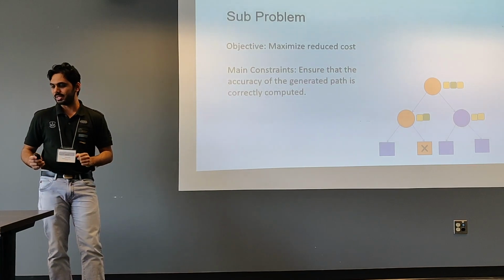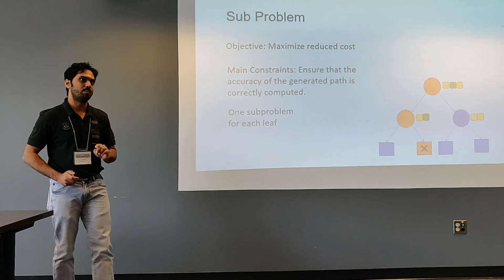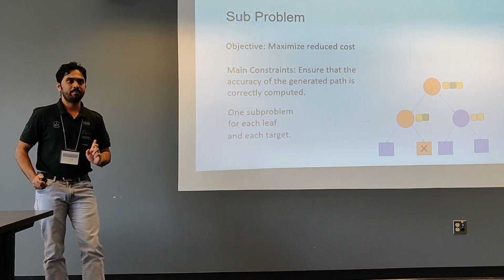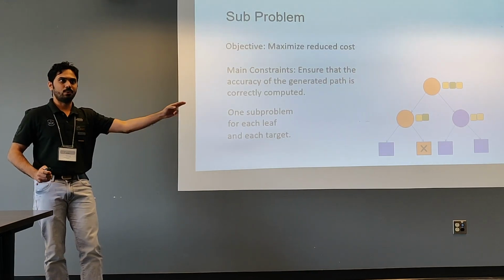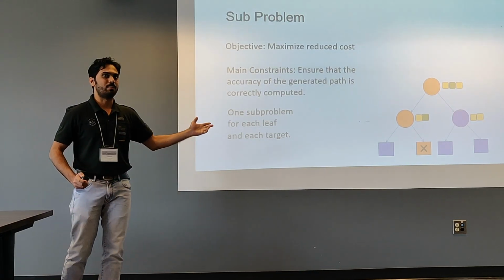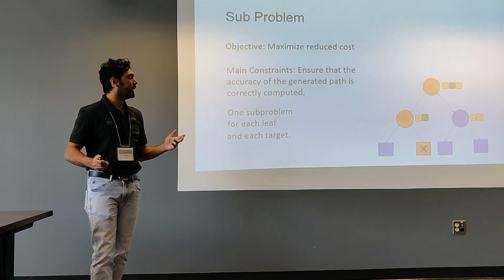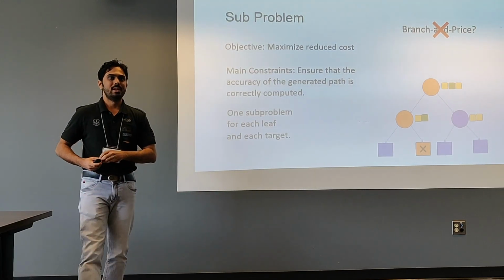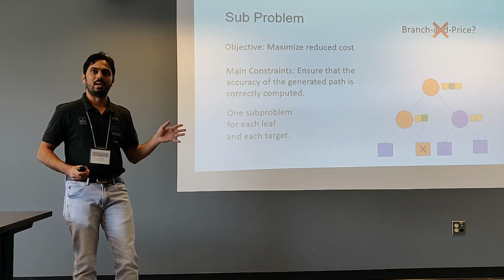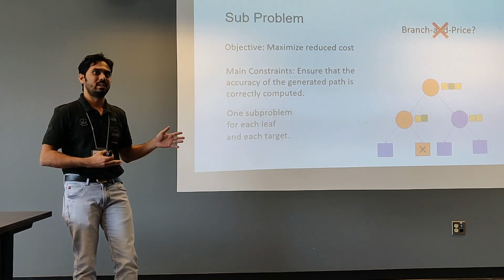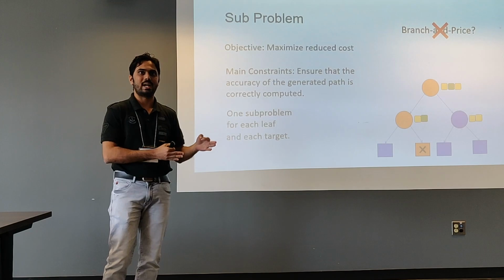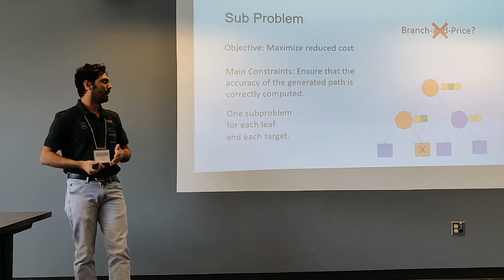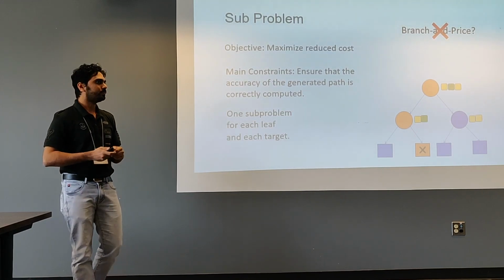The important part to notice in this subproblem is that there is one subproblem for every leaf and every target. In this particular example we have 4 leaves and 2 targets, which means 8 subproblems. They didn't do any branch and price, and we are also not going to, because it's too expensive. They solve the root node to optimality with column generation, and whatever columns are generated, they just give to the integer programming solver, and that outputs the final tree.